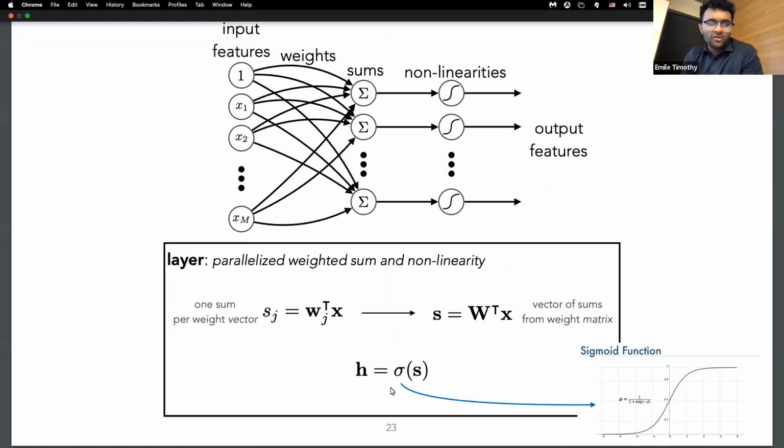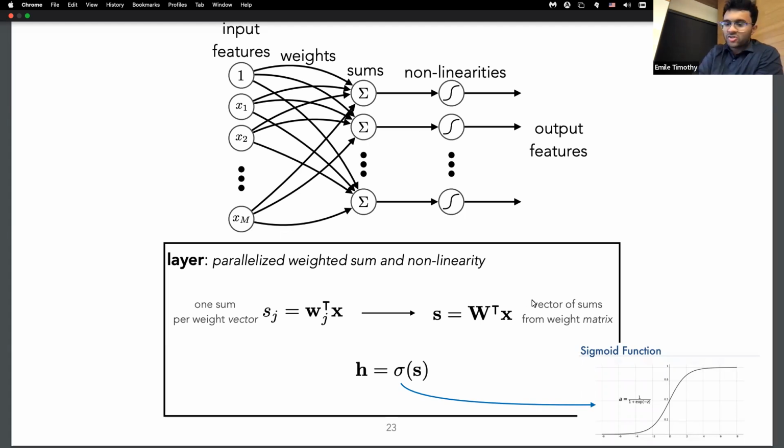Right, and then we spoke about neural networks. So here is the neural network. You have inputs on the left, you have weights, you have sums, you have nonlinearity, sigmoid functions, and you have output features. Every layer is a parallelized weighted sum and nonlinearity. You have one sum per weight vector, Sj equals W transpose times X. In aggregate, S is equal to W transpose times X, which is a vector of sums that you get from your weight matrix. And then you can also apply H, which is equal to sigmoid of S, to get your nonlinearity.